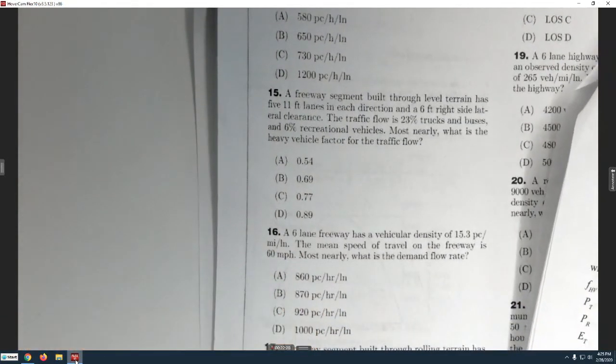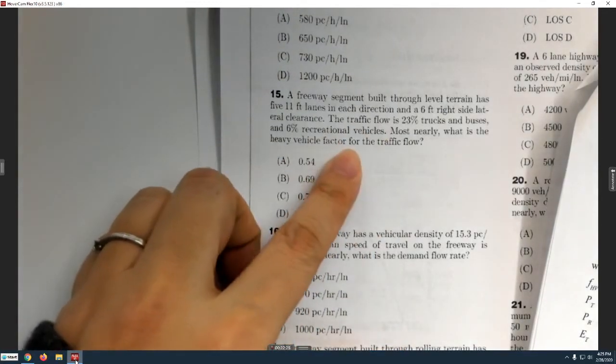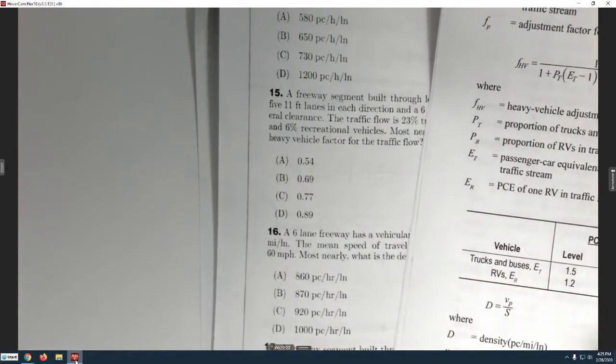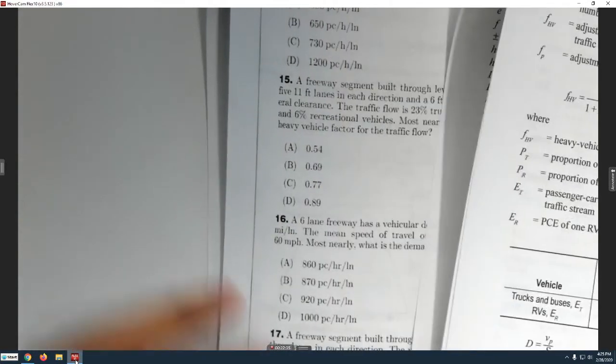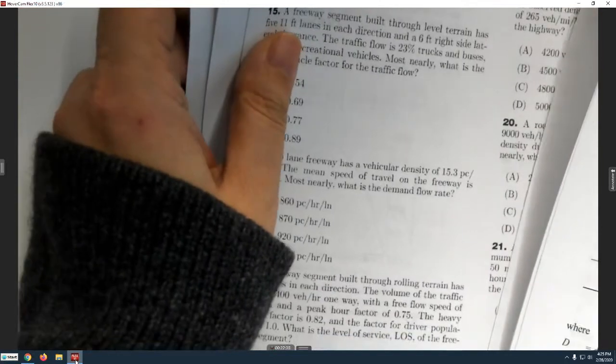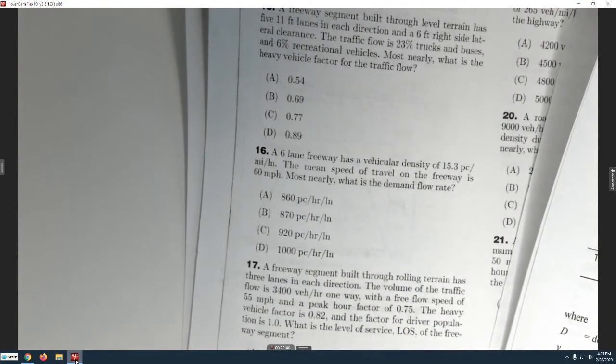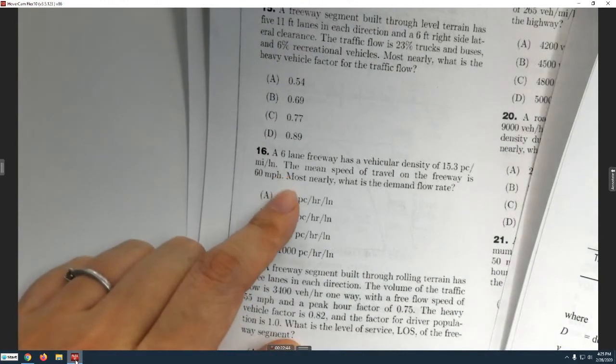Question 15. Question 15 is easier. It only asks for the heavy vehicle factor. So same thing, just check this table and then do the calculation. Find percentage, find equivalency. That's it. And question 16. Another demand flow rate. But the question is a little different.